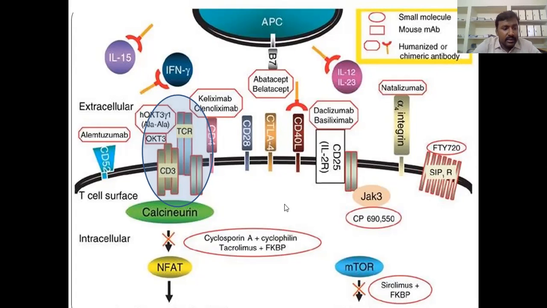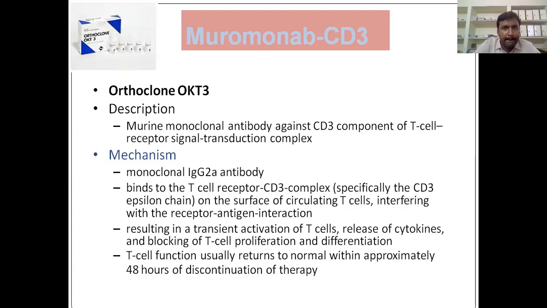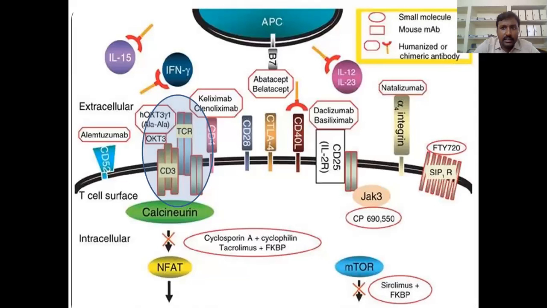Here, the antigen presenting cell binds to the T cells. So this is the T cell surface. This is the monoclonal alemtuzumab. This one binds to the T cell surface. Because of this, there is no binding of interleukins. There is no binding of antigen. Okay, so I hope you understand.